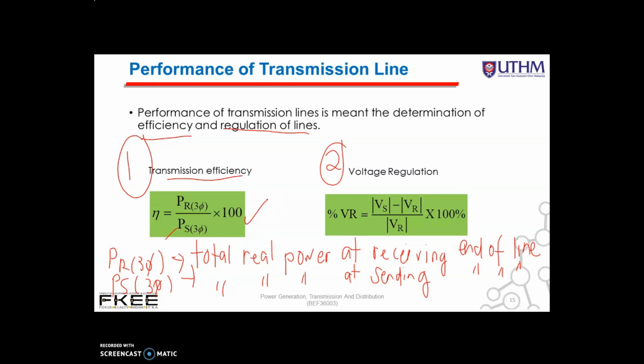The second one is the voltage regulation. Voltage regulation is the percentage change in voltage at the receiving end of line in going from no load to full load. The percentage of the voltage regulation is VS, the voltage sending, minus VR, the voltage receiving, divided by the voltage receiving, times 100%. These are the equations that we use to evaluate the performance of the transmission line, which are the transmission efficiency and also the voltage regulation.